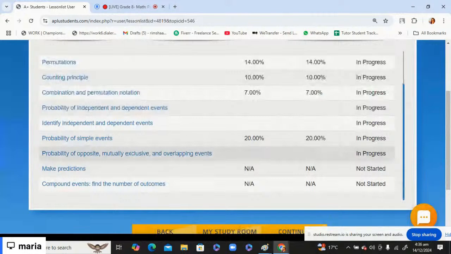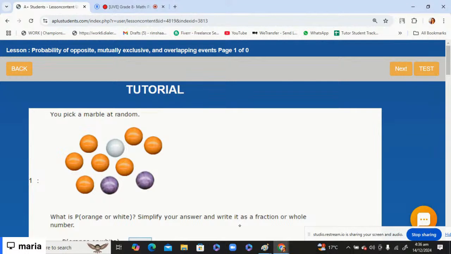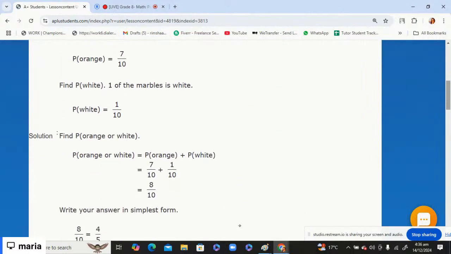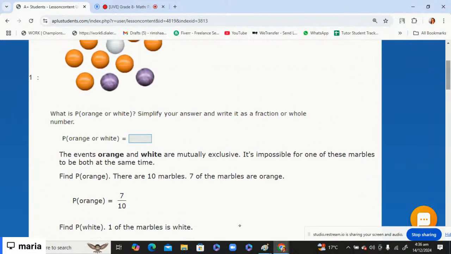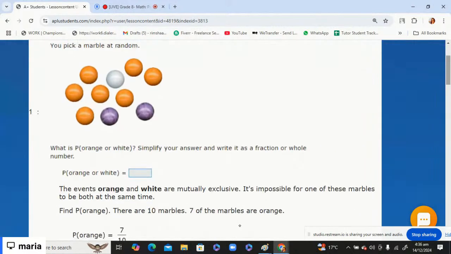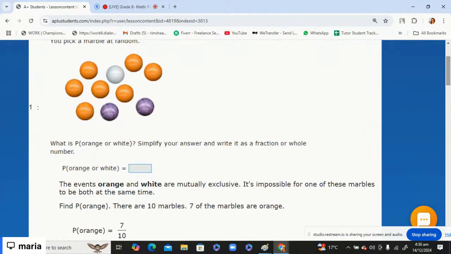Now the last lesson of the day is probability of opposites, mutually exclusive and overlapping events. Let's find them one by one. You pick a marble at random. What is the probability of orange or white? For finding the probability of orange, how many total balls are there? 1, 2, 3, 4, 5, 6, 7, 8, 9, and 10. How many are orange? It's 7. So 7 by 10.